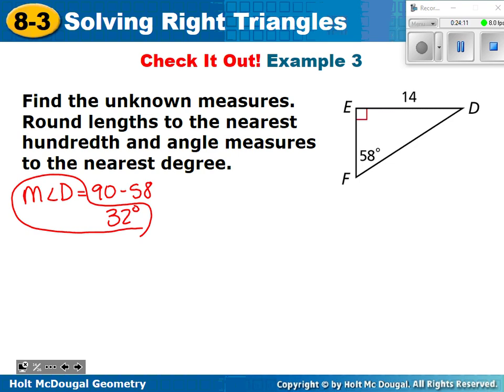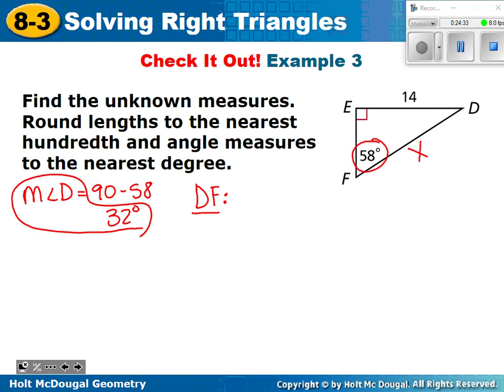Could we use Pythagorean theorem here? Nope. So we're stuck with, and we don't have a special right triangle, and we don't have an altitude drawn. So now we have to do our trig ratios. Do you want to find EF first or DF first? DF? Okay. So we're looking for DF. So that means I'm going to call my DF x here.